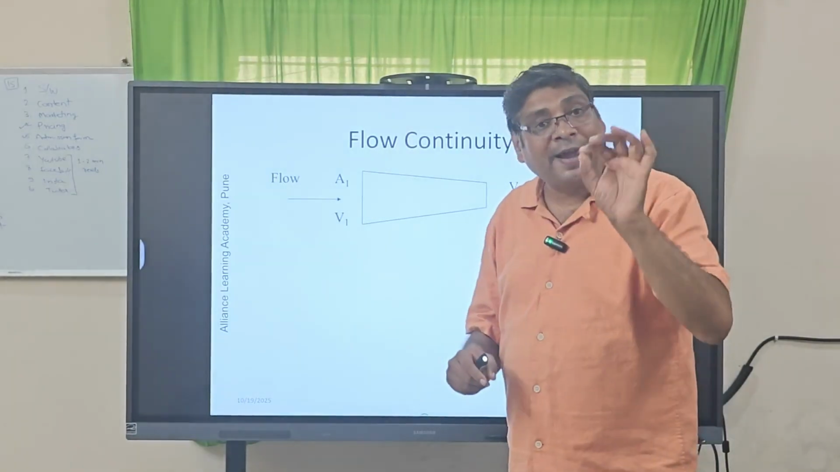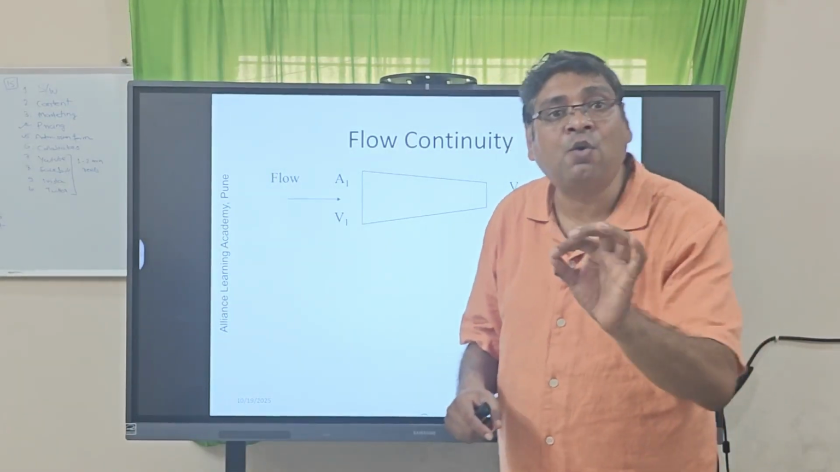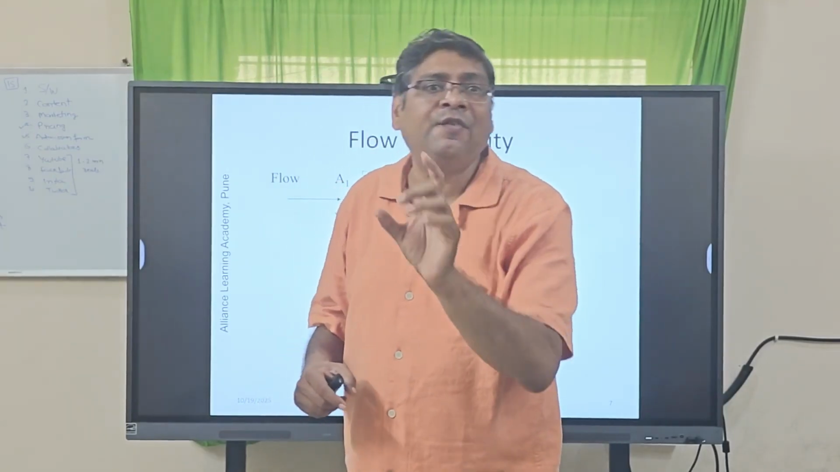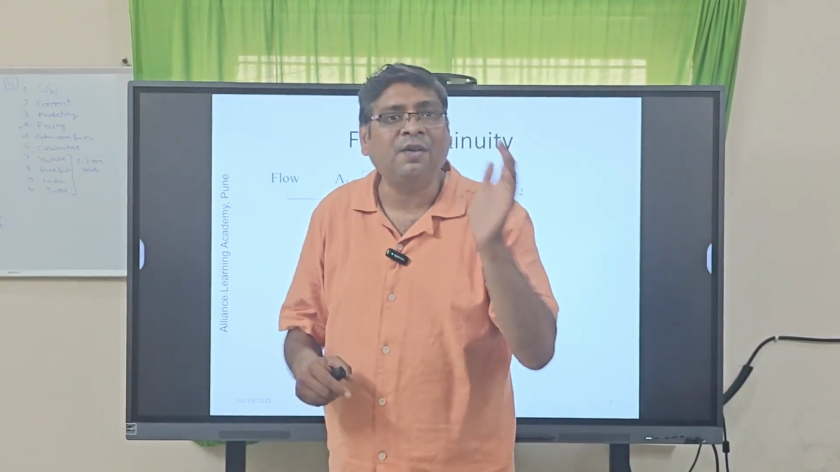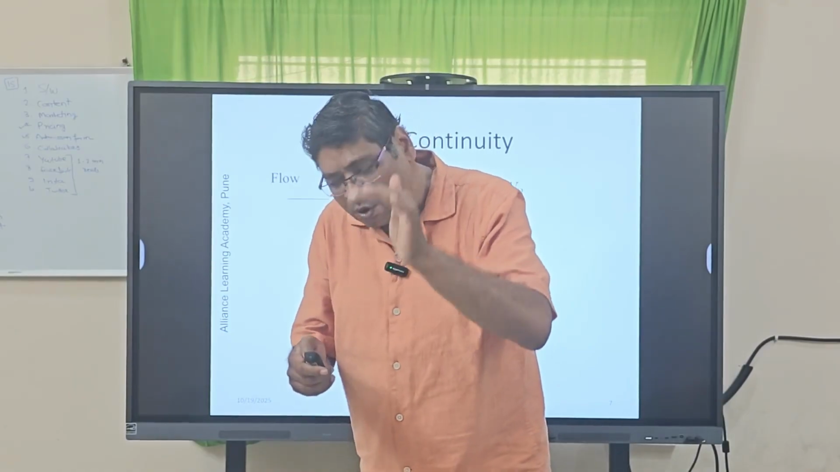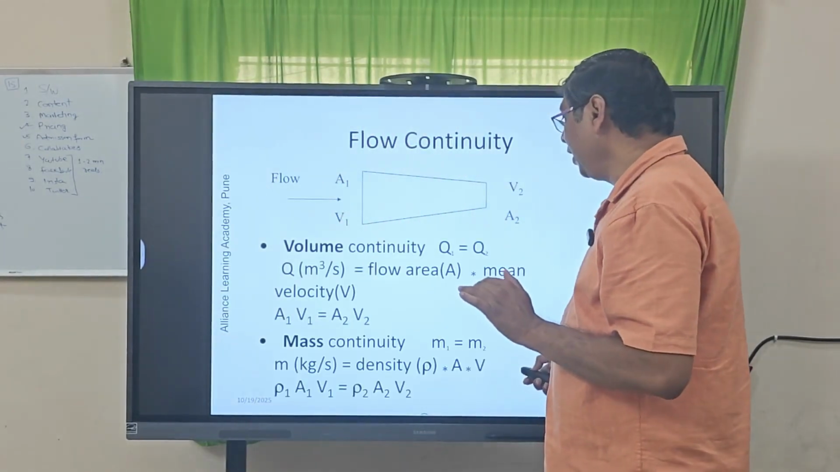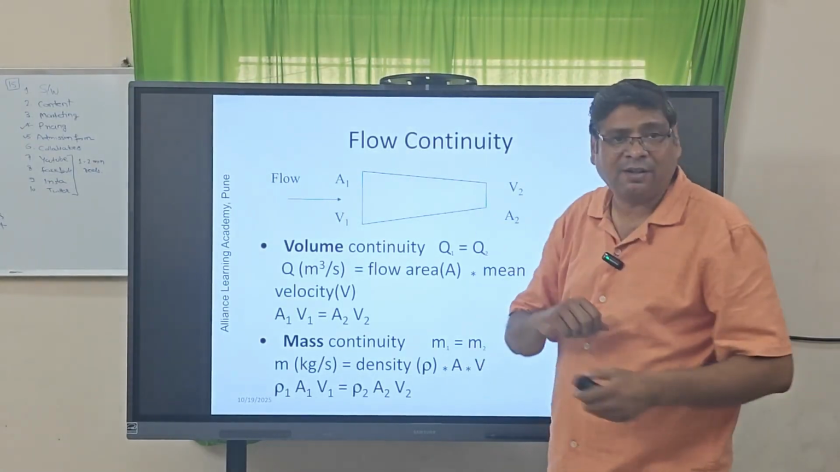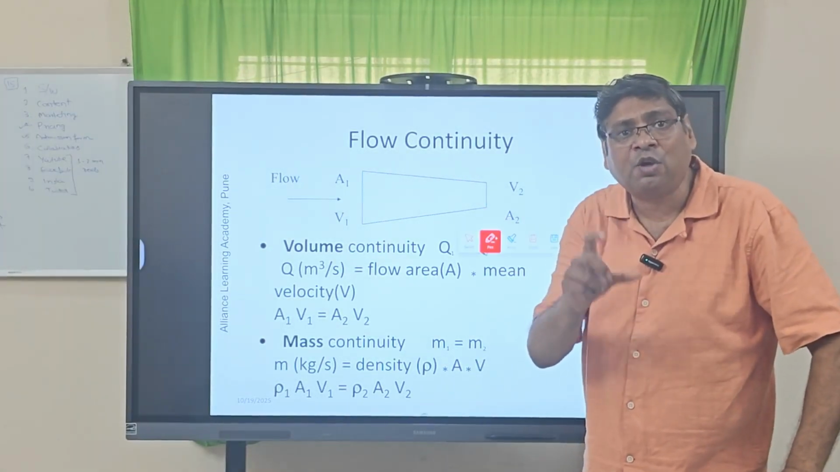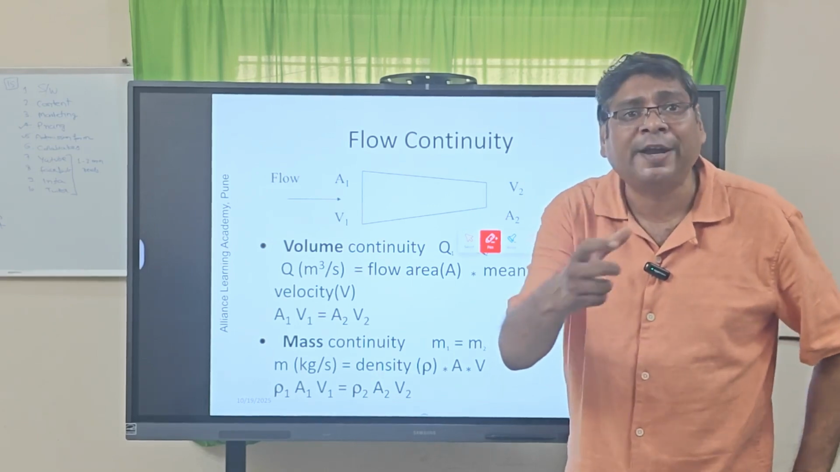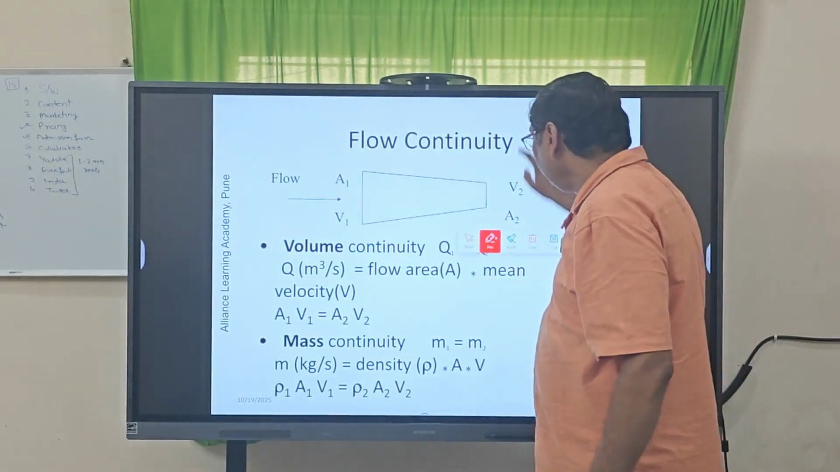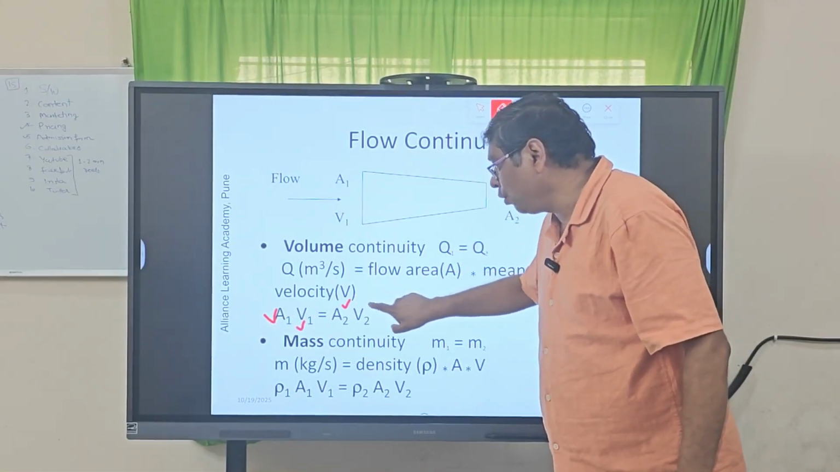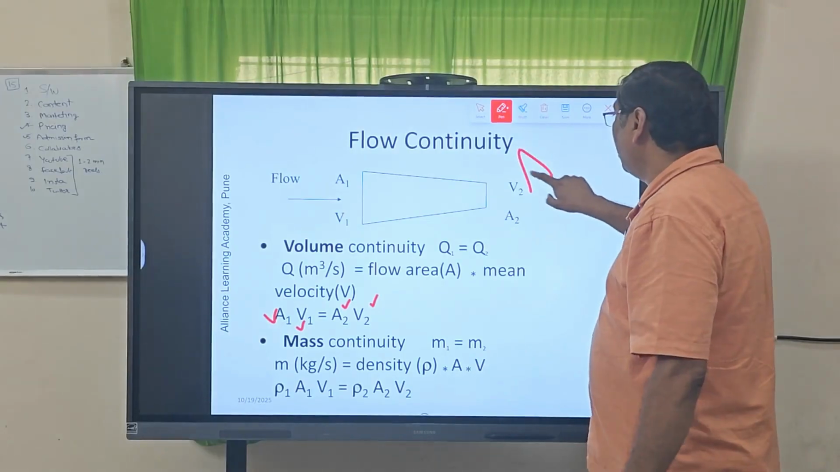Q is equal to AV. Now this AV is equal to constant. Q is equal to AV, and this AV equal to constant means what? A1 V1 equal to A2 V2. See here, like this. What does it mean, my dear friends? Q is equal to AV, AV is equal to constant, and A1 V1 is equal to A2 V2.